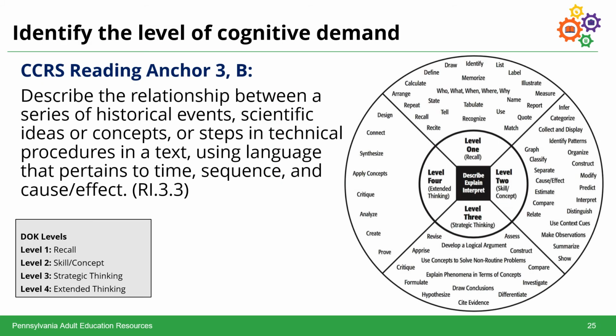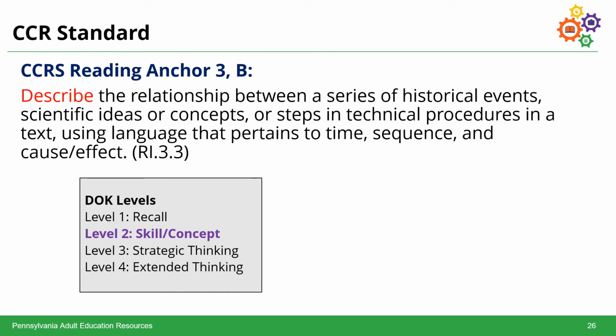Now it's time to identify the level of thinking, the cognitive demand, for each standard. Taking into account the level of thinking needed to meet the standard enables staff to make choices about how best to align both instruction and assessment. In this case, we'll use Webb's depth of knowledge to identify the cognitive demand for this standard. Take a moment to review Webb's DOK as you scan the standard. According to Webb's depth of knowledge, describing a relationship falls under Level 2.